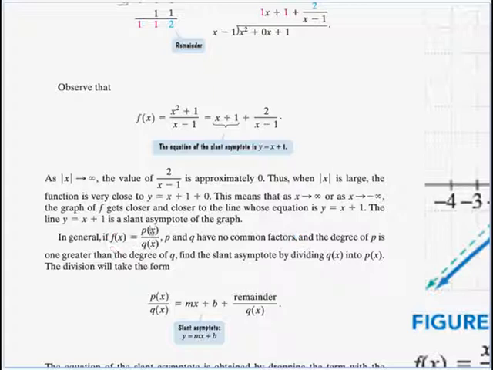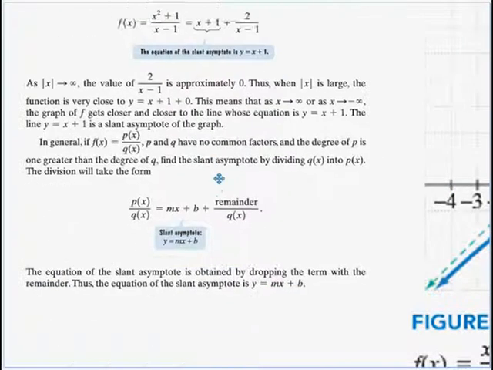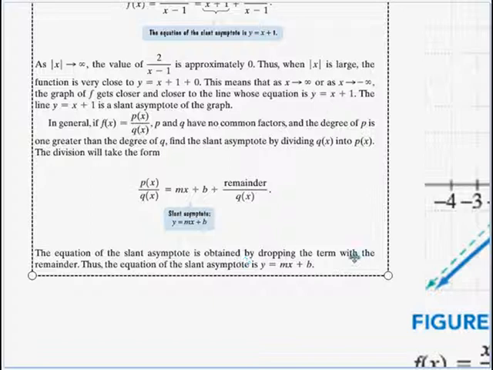In general, if your function is written as a quotient, p of x over q of x, where p and q have no common factors, and the degree of the numerator is 1 more than the degree of the denominator, you can find the slant asymptote by dividing q of x into p of x. The division will take the form p of x over q of x equals a line y equals mx plus b, plus the remainder over q of x. The equation of the slant asymptote is obtained by dropping the term with the remainder. Remember, at very large values of x, that remainder will head for 0. Thus, the equation of the slant asymptote is the line y equals mx plus b.